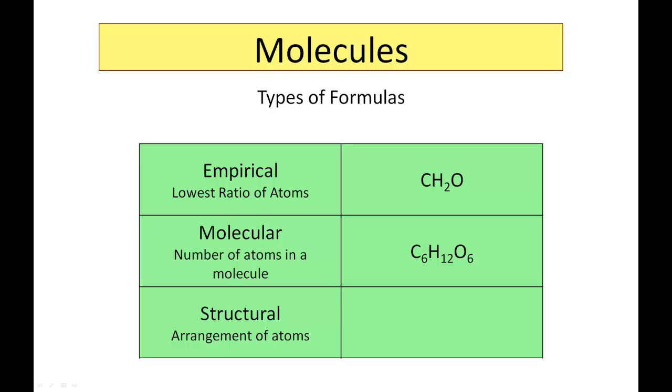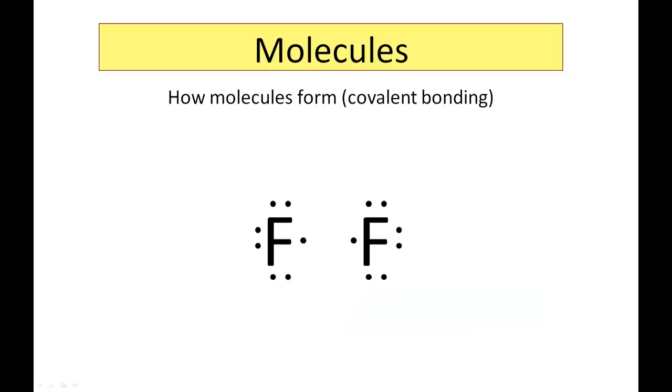The third type of formula is called structural formulas. This shows the arrangement of atoms. Here we see glucose once again, but this time it shows the arrangement of the atoms within that molecule. So how do molecules form?